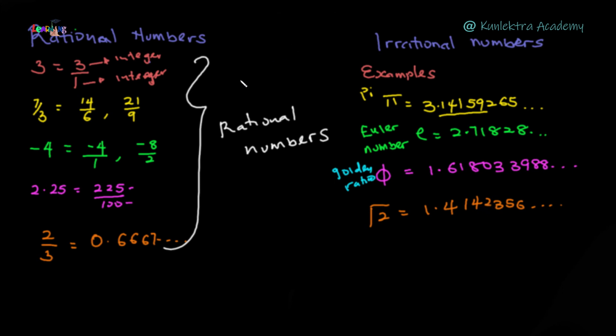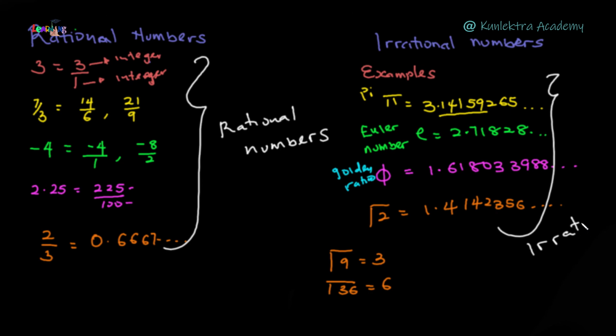Some of us may ask, what of root 9? Root 9 is a perfect square because the square root of 9 is 3. The square root of 36 is 6. All these are perfect squares. Here is an example of irrational numbers.